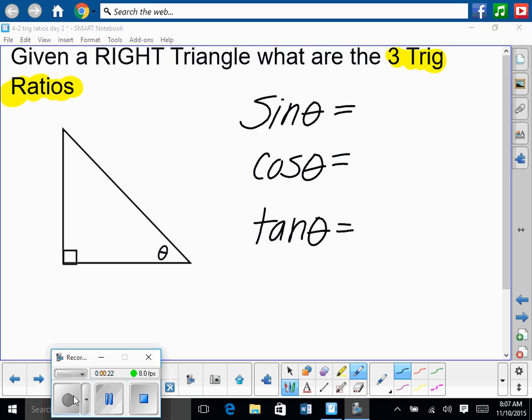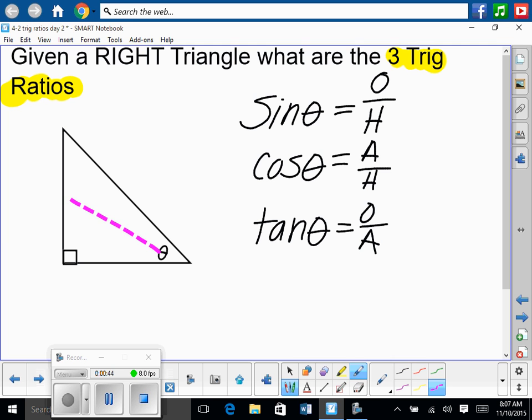So we have the 3 trigonometric ratios: sine theta, cosine theta, tangent theta. What is our saying? SOH CAH TOA. Sine is opposite over hypotenuse, cosine is adjacent over hypotenuse, tangent is opposite over adjacent. Very good. Remember, from your picture, you go to theta, and straight across is the opposite side. Straight across from the 90 degrees is always your hypotenuse, and this must be our adjacent side. So we are getting pretty good at that.